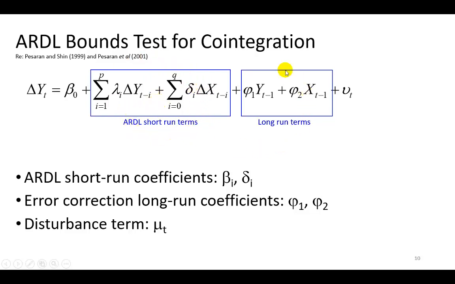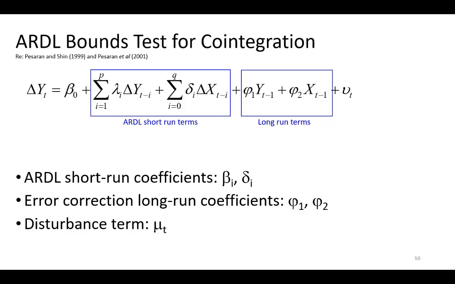Anyhow, so this is the bounds test specification right here, which consists of two components, the short-run component and the long-run component. So this is the key contribution right here. The coefficients of the long-run terms are phi1 and phi2 in this two variable representation. And so actually this simply includes the lagged values of y and x, the dependent and the explanatory variable respectively.